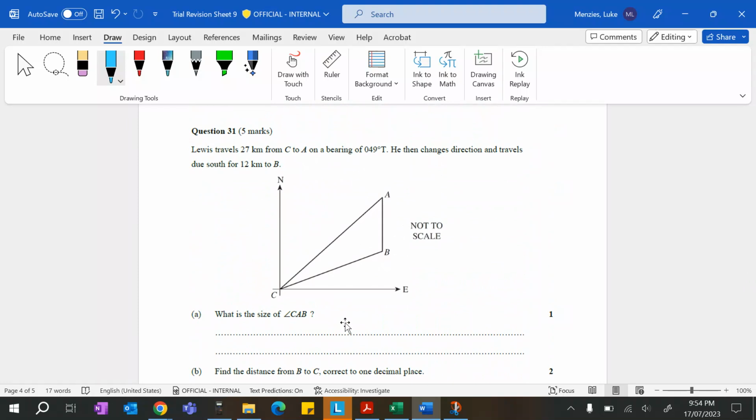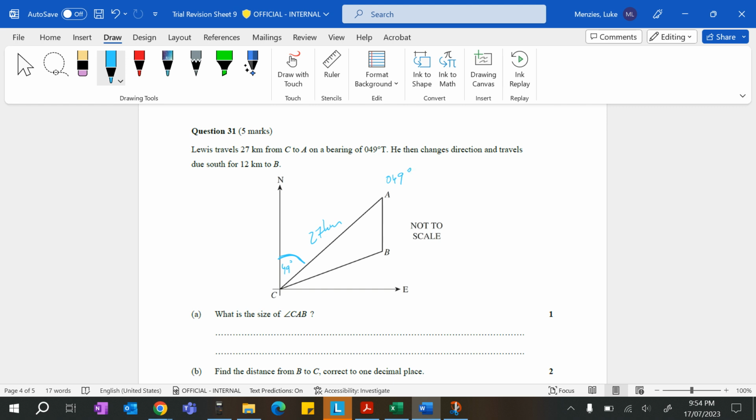I'll start. Lewis travels 27 kilometers from C to A. Put it in there, particularly for a question where you've got room to do it. He goes on a bearing of 049. Don't forget, bearing is from north, around here. So we'll put that as 49 degrees, and I might even put up here 049 degrees.